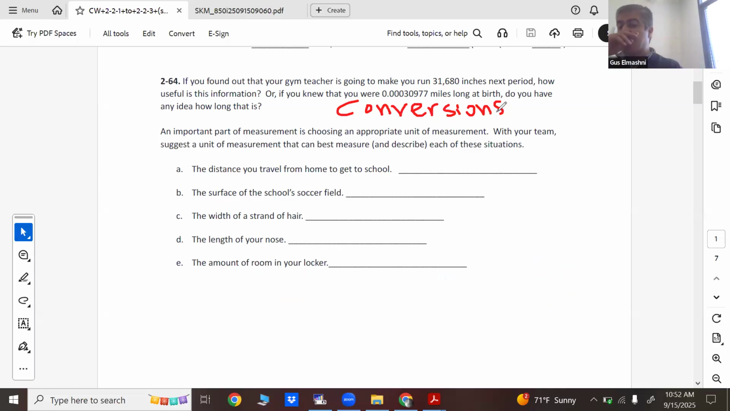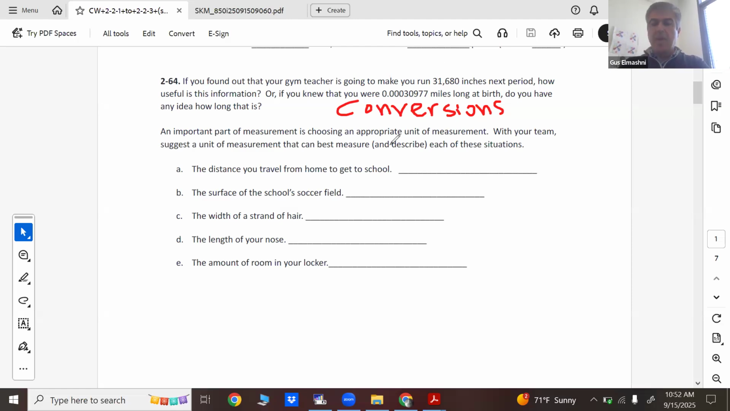Like, I'd want to convert those inches to probably miles, maybe, right? Or I want to convert the miles for the length to probably inches. So we would have to use the appropriate unit of measure, or otherwise we have to convert. So, for example, the distance traveled from home to get to school, what do you think would be a proper unit to use for that?